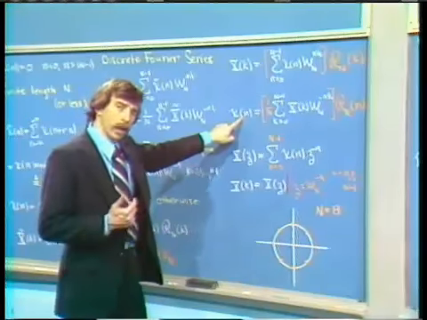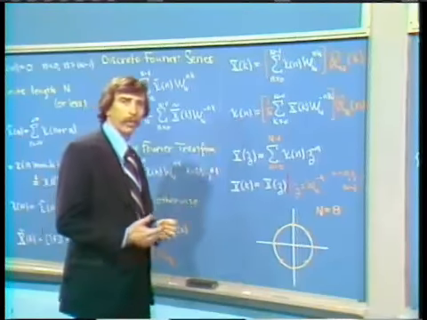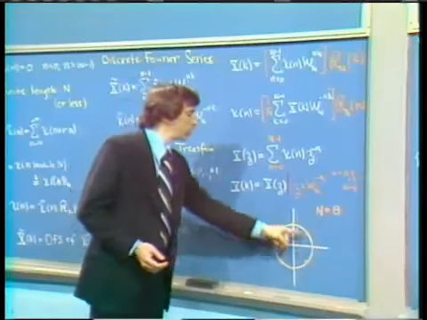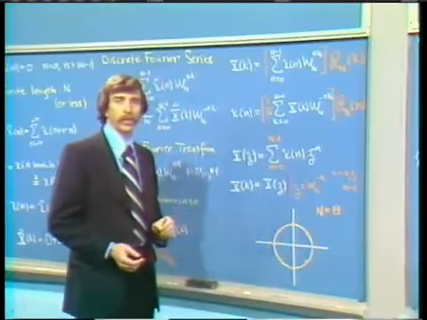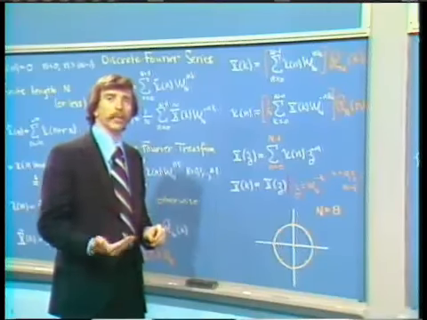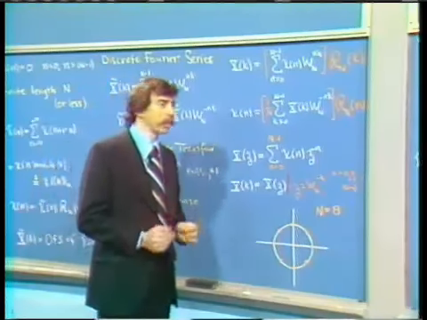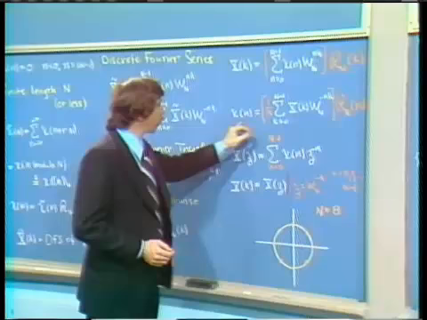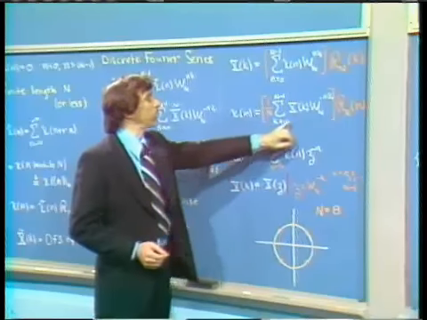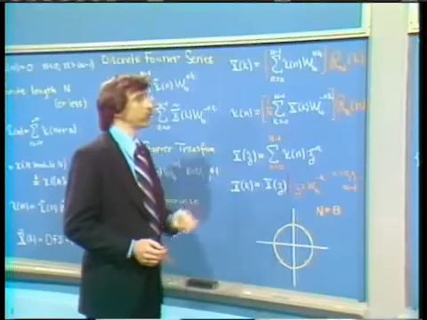That isn't obviously true in general. If we had an arbitrary x of n and we sampled its Z transform around the unit circle, in general, we wouldn't be able to get x of n back again. But if x of n is of finite length, then we are able to obtain x of n from the samples of its Z transform.